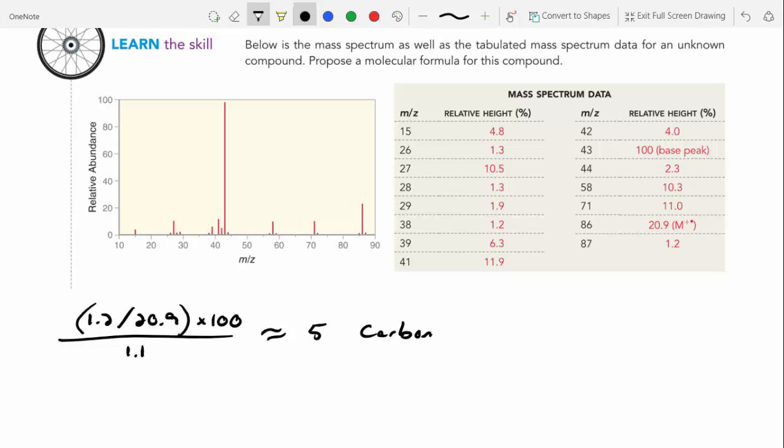We always use 1.1? Yes, because that's the natural abundance of carbon-13, that heavier isotope. So we always use 1.1 when we're determining this. Why do we use the mass when it's not in the formula? What's that?